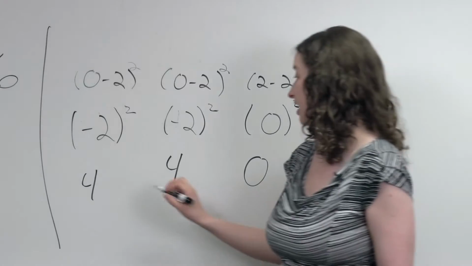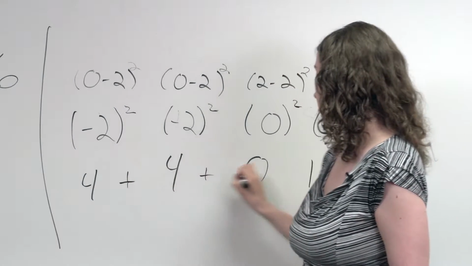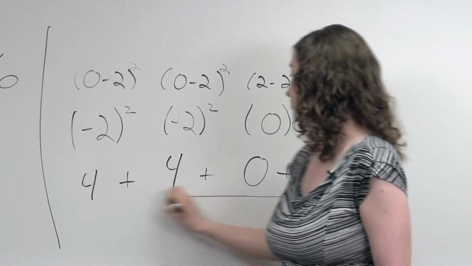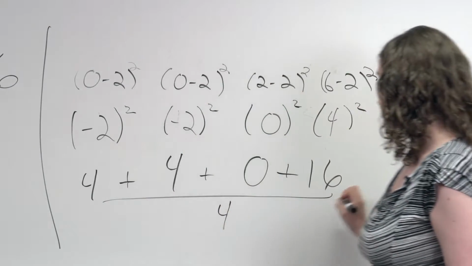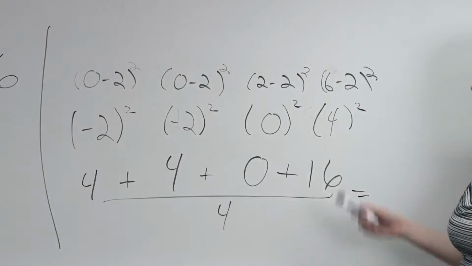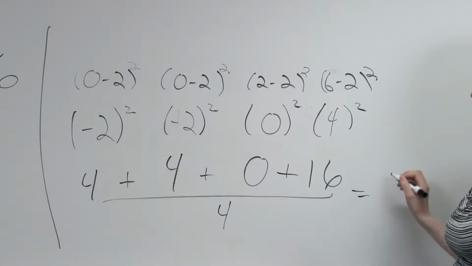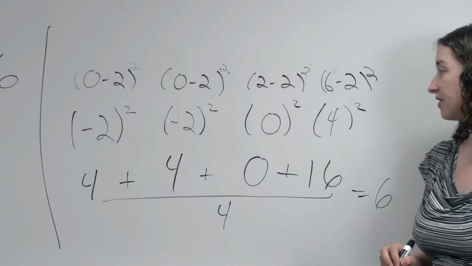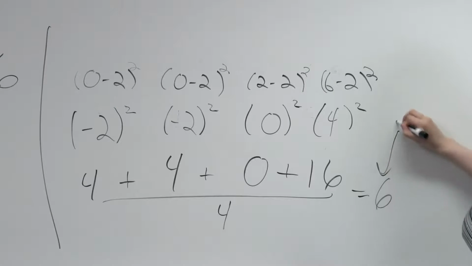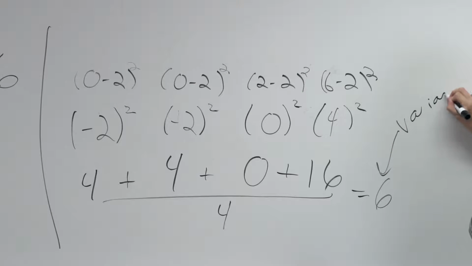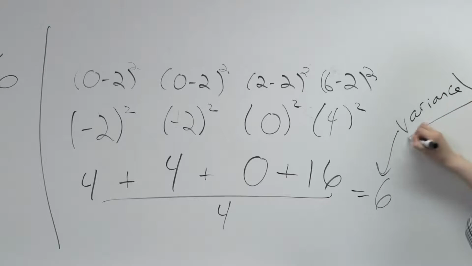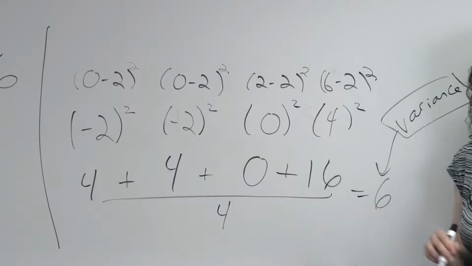So if I take these values, add them up, divide by how many there are. We've got a 4 and 4 is 8, plus 16 is 24 over 4 is 6. The variance here is 6. That's what variance is.